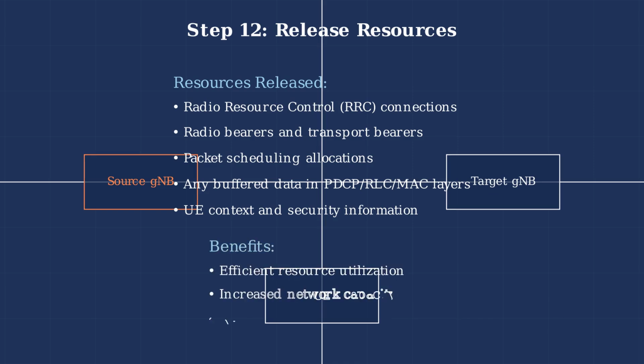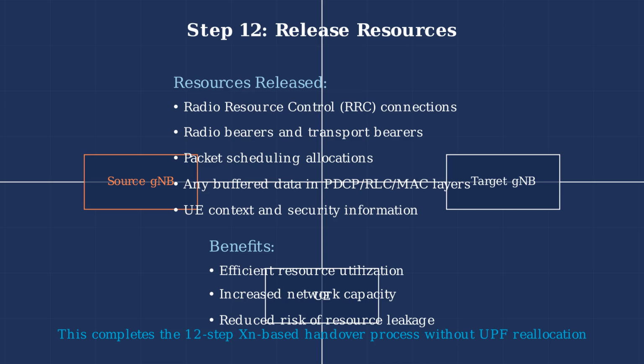Proper resource release ensures efficient resource utilization, increases network capacity, and reduces the risk of resource leakage, which could cause network inefficiencies. With this final step completed, the XN-based handover process without UPF reallocation is now finished, and communication continues seamlessly through the target GNB.